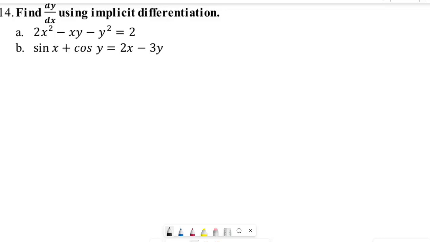Here is question number 14. Let's look at part A first. This is an implicit differentiation question. We have 2x squared minus xy minus y squared equal to 2. This is given in the equation format.